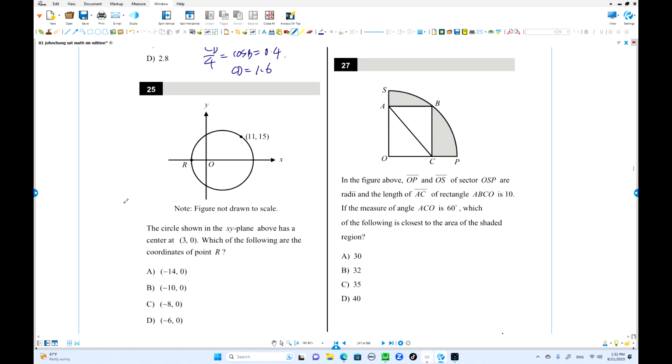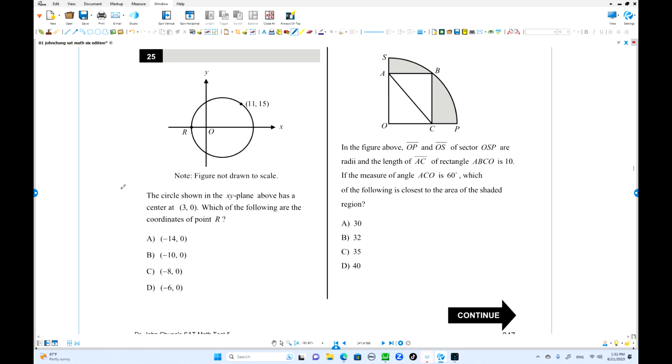The number 25. So which of the following coordinate or point are the x coordinate? Okay, center is 3 and 0. So this is radius, this is also radius. What is the length of this radius? 11 minus 3, this is 8. This side is 15. So 8, 15, 64, 225, 289. Square root 289 is 17. This also is radius 17. But coordinate r equals how much? 3 minus 17, right? It's going to be negative 14 is the answer.